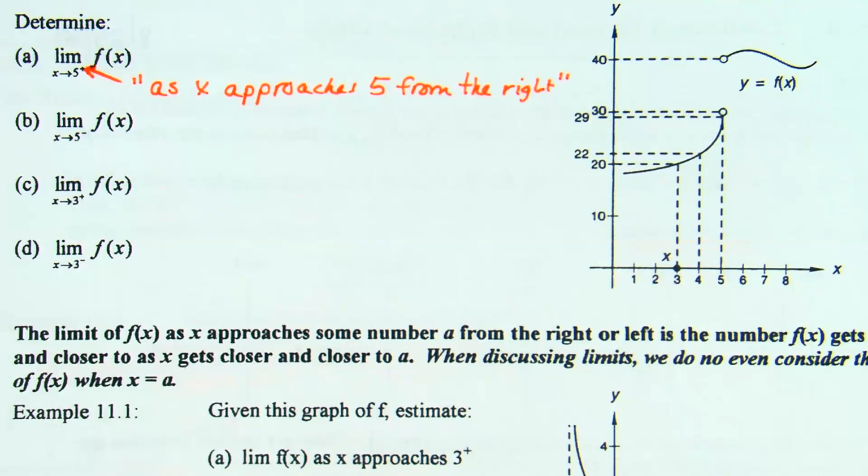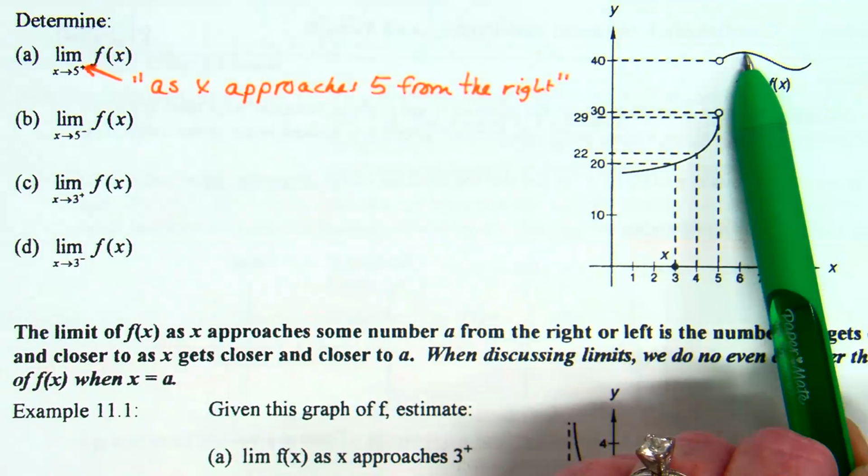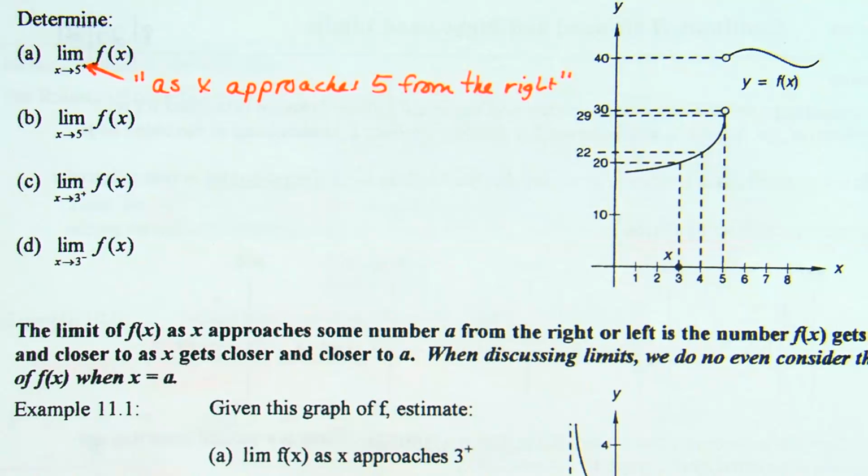So, okay, look at your graph. As x approaches 5 from the right. So that means I'm going to get over on my right end of the graph, and I'm going to start tracing, and I want to know what the y value is when I get close to 5. And where is 5, by the way? It's down here. Thoughts on your answer? Doesn't matter that the graph doesn't exist. We're talking about a limit.